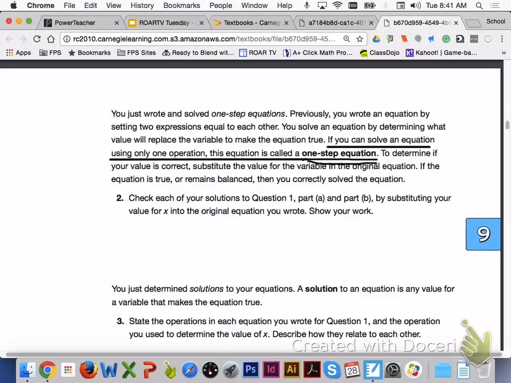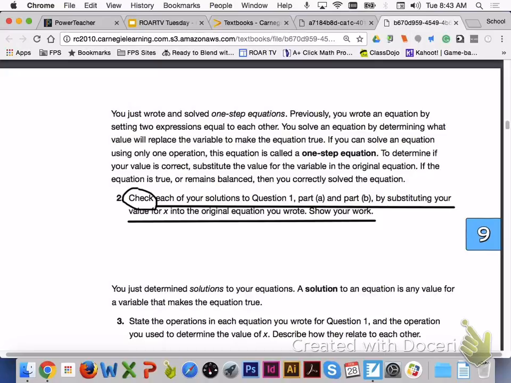Previously, you wrote an equation by setting two expressions equal to each other. You solve an equation by determining what value will replace the variable to make the equation true. If you can solve an equation using only one operation, this equation is called a one-step equation. To determine if your value is correct, substitute the value for the variable in the original equation. If the equation is true or remains balanced, then you correctly solved the equation. Please answer number 2 with your group members.